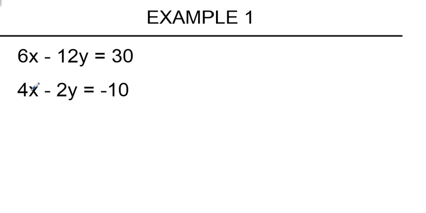And so with 6 and 4, to get them the same or their opposite, we'd have to multiply both. But here, look, 2, I can multiply the 2 and get 12. And since they're both negatives, what I'm going to do is multiply by a negative 6. So over here, I'm going to rewrite the equation: 6x minus 12y equals 30.